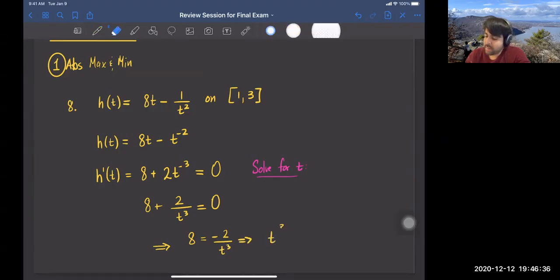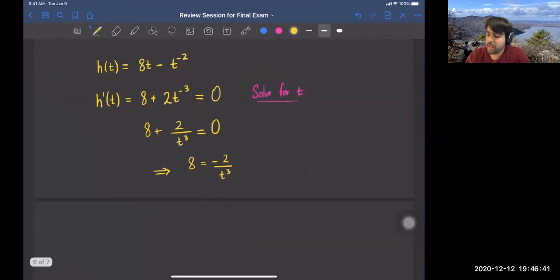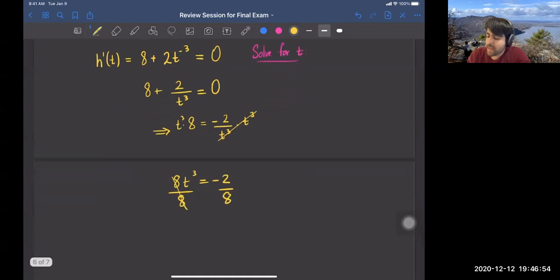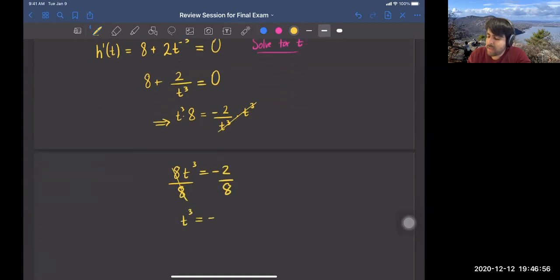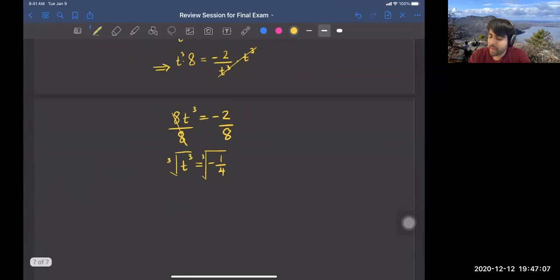So you guys follow me? I'm trying to solve for t. Now the problem is that t is in the denominator. So I'm going to multiply both sides by t cubed, and I get 8t cubed equals negative 2. Divide by 8, and I get that t cubed equals negative 1 over 4. And I want to get t by itself, so I need to take the cube root. Now the cube root cancels with the t cubed, and I'm left with the cube root of negative 1 over 4.